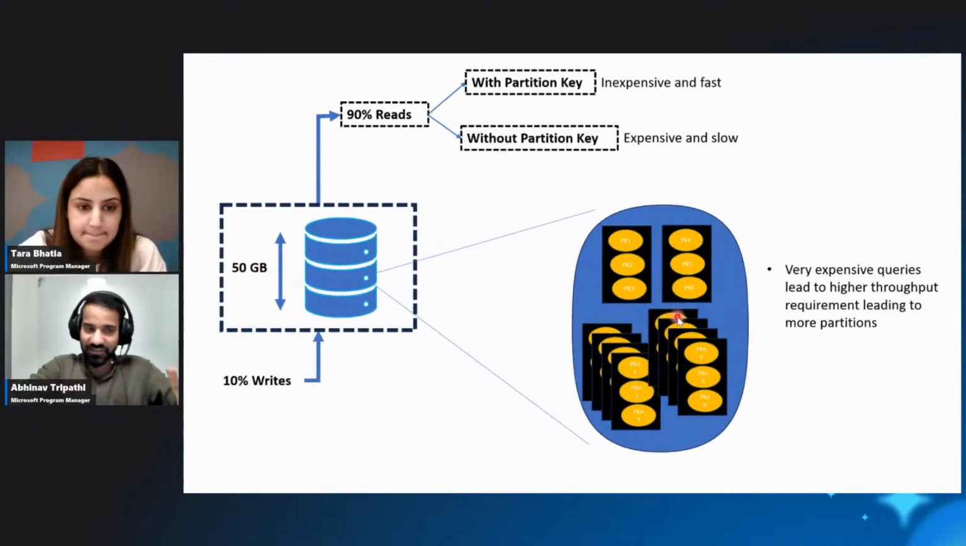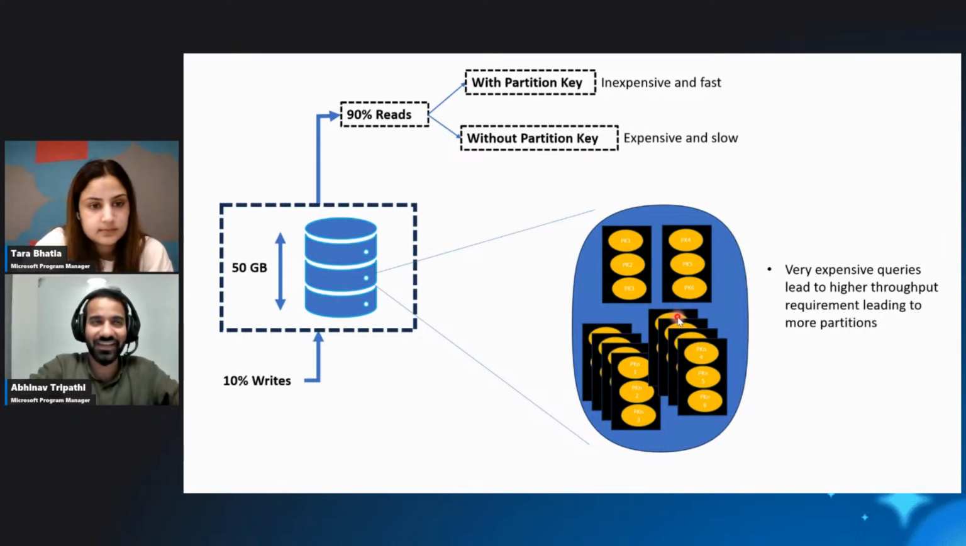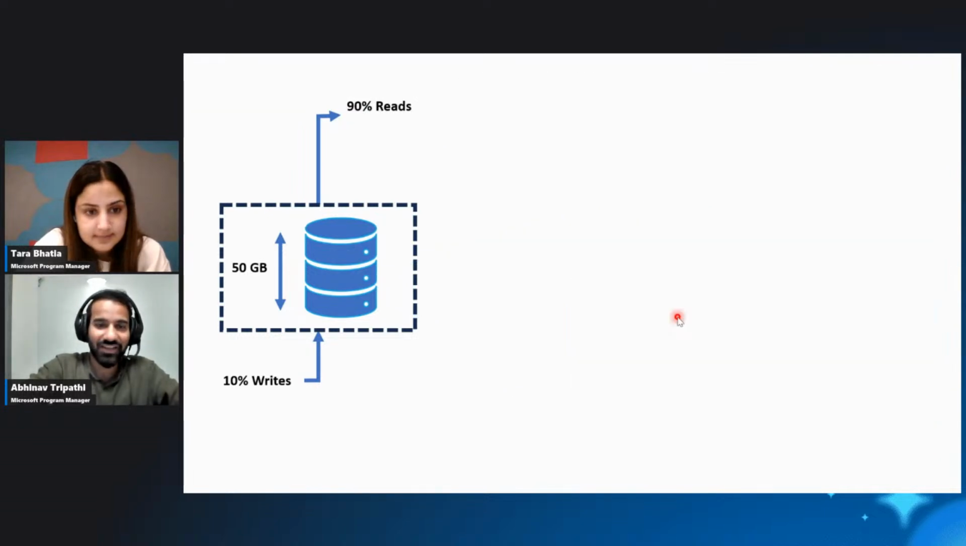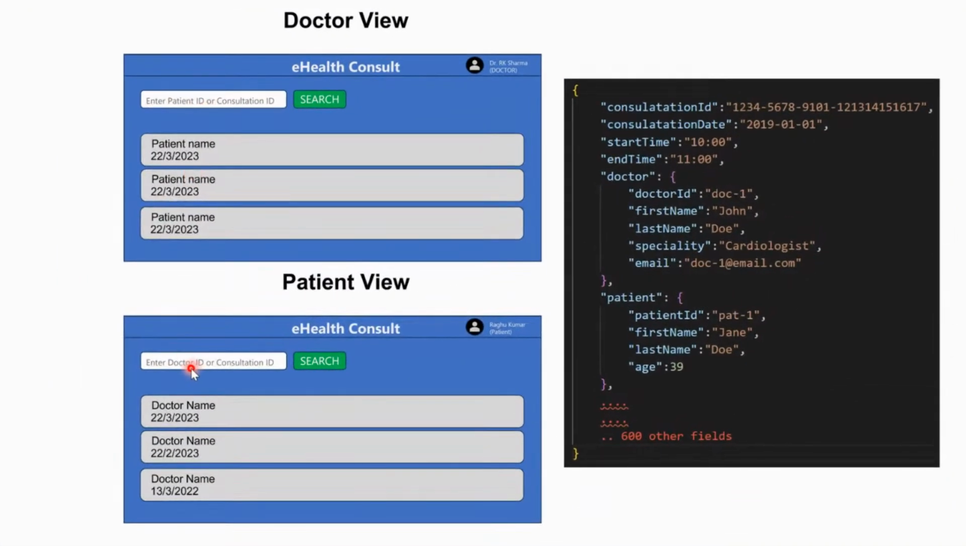So before that, let's address our problem statement. We talked about the problem statement where we were storing consultation ID as the partition key, but if we go back to our example, the user might need to search with the patient ID or the doctor ID. So there are several use cases like this one where the customers have a different partition key in their source container, but in the application they need to use some other IDs.